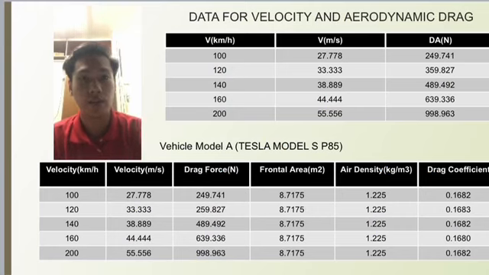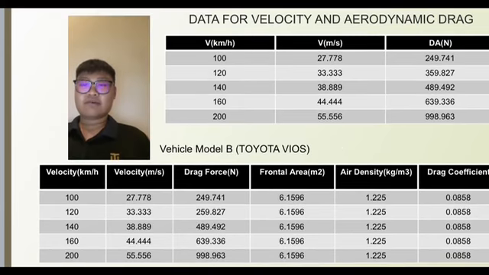Now we have the tables. Table 1 is the data for velocity and aerodynamic drag, and Table 2 is for vehicle Model A, Tesla Model S P85. In the next slide, I will show you how to calculate. I will go through the data for velocity and aerodynamic drag.